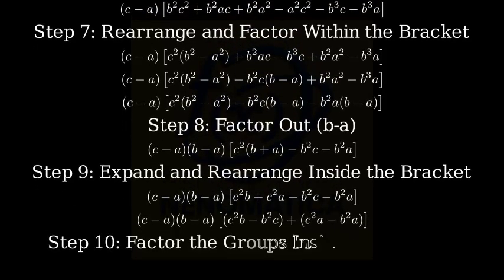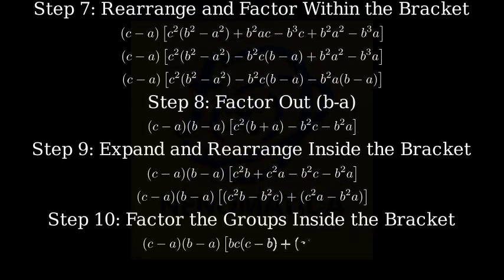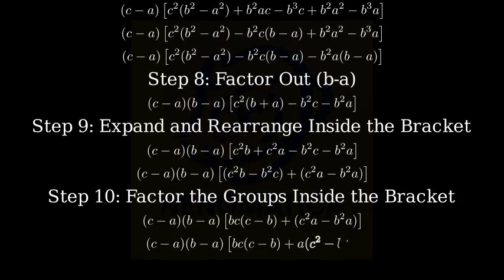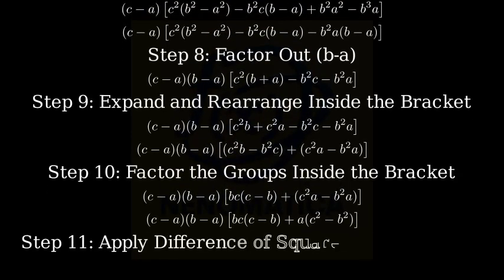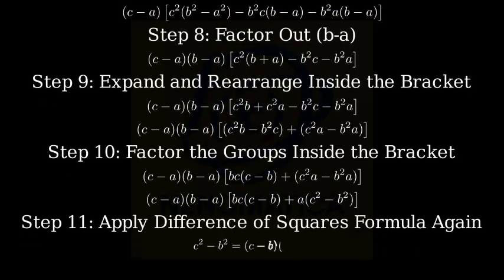From the first group, c squared b minus b squared c, we can factor out bc to get bc times quantity c minus b. From the second group, c squared a minus b squared a, we can factor out a to get a times quantity c squared minus b squared. Now we can apply the difference of squares formula to c squared minus b squared. Recall that c squared minus b squared equals quantity c minus b times quantity c plus b.